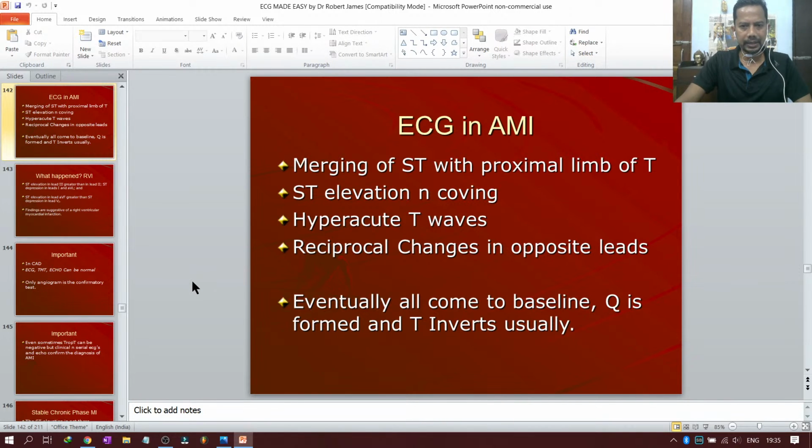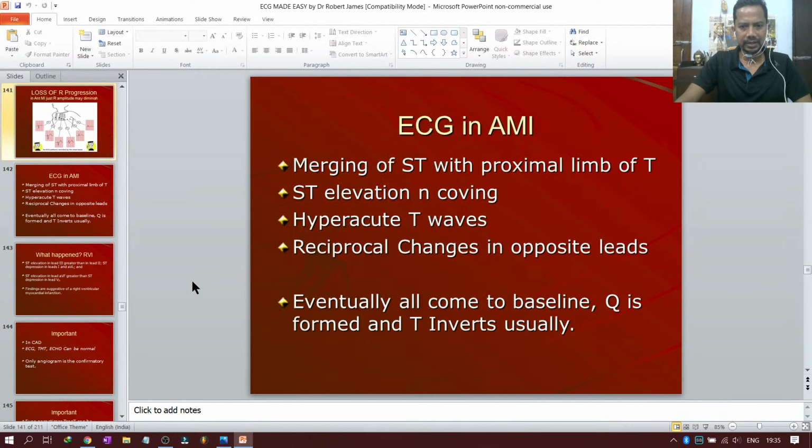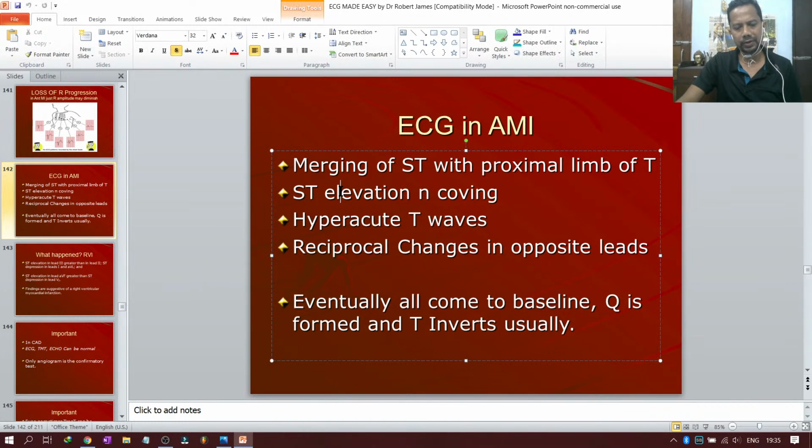Now, in that ECG where I said there is merging, okay. So ECG changes in anterior MI. These we have discussed: merging of ST with T, hyperacute T wave changes, and reciprocal changes in opposite leads. If there is anterior wall MI, there will be ST depression in 2, 3, AVF. Inferior wall MI, elevation in inferior leads, reciprocal ST depression in lateral leads.